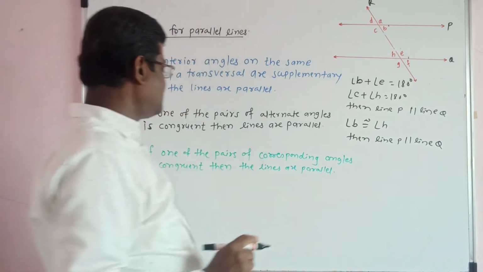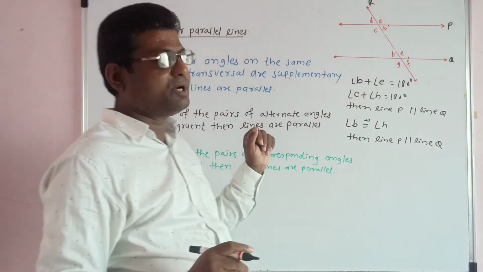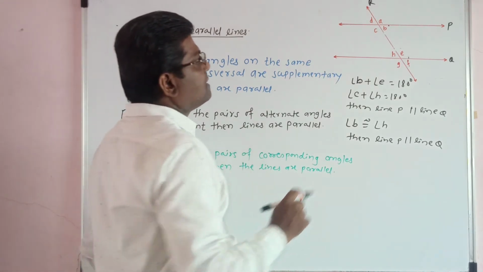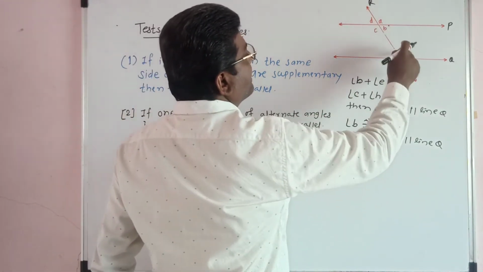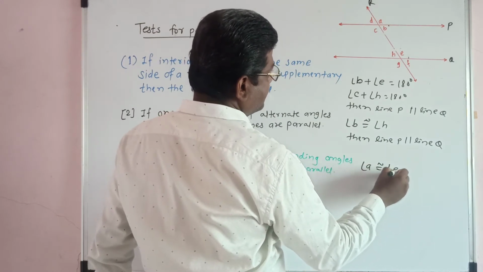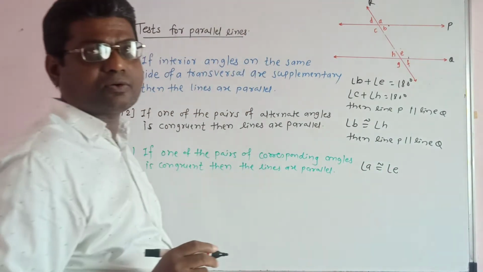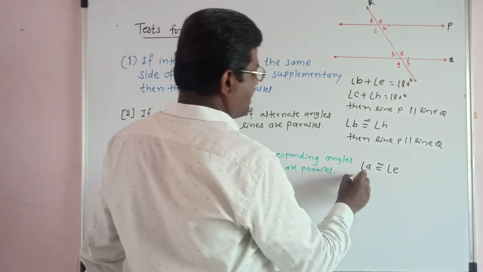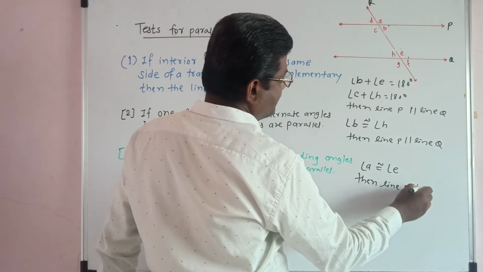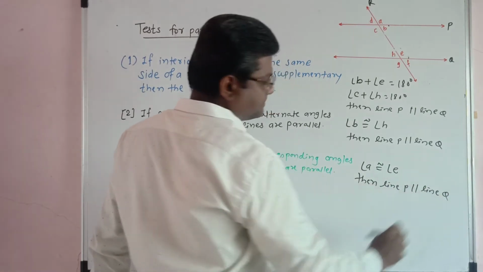And the next test is: if one of the pairs of corresponding angles is congruent, then the given lines are parallel. Angle A and angle E are corresponding angles. If this pair of angles is congruent, then the given lines are parallel. Then line P parallel to line Q.